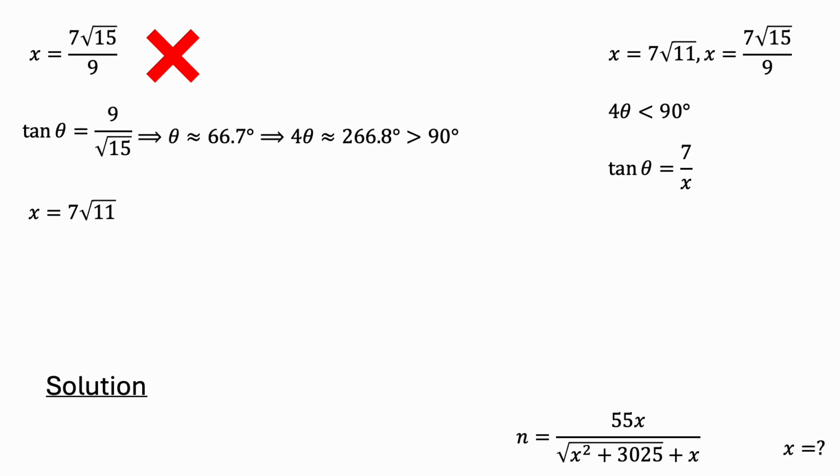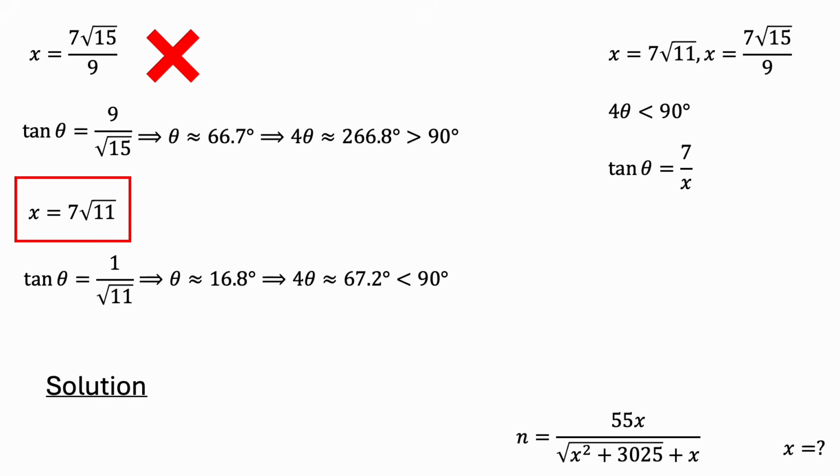If x equals 7 square root 11, tangent theta equals 1 over square root 11. So, theta equals 16.8 degrees and 4 theta equals 67.2 degrees, which is less than 90 degrees. Therefore, x equals 7 square root 11 is the answer.